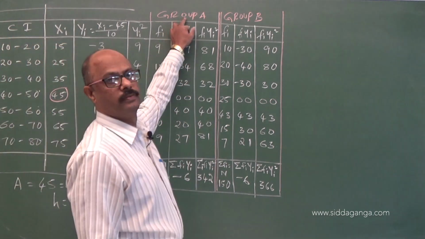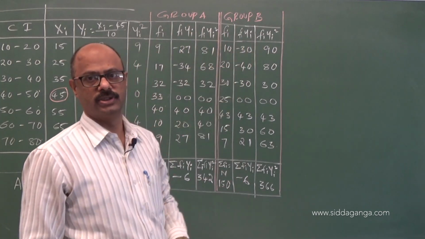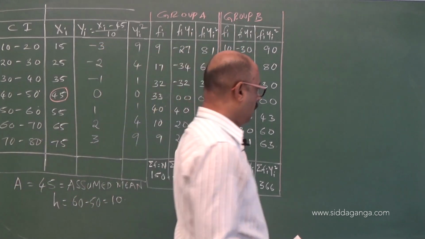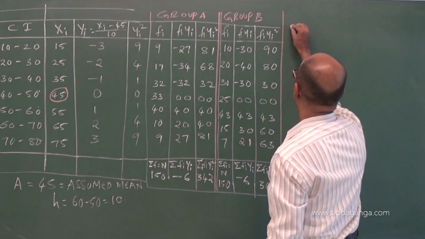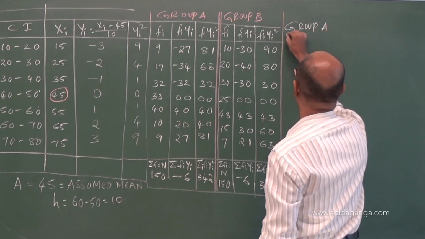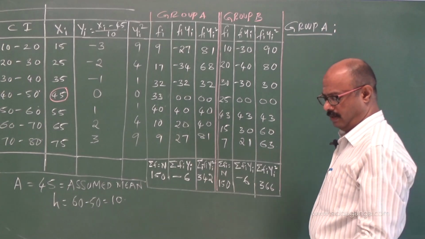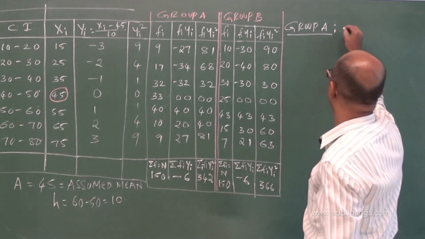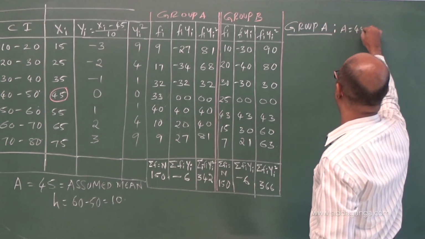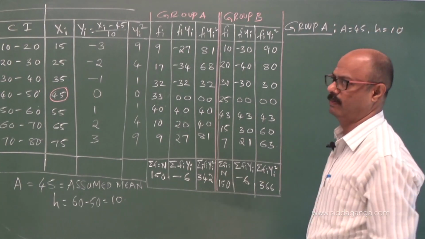So this one is group A from here, and next is group B. Now we will calculate for group A. Group A calculation. For both groups, capital A is equal to 45 and the value of H is equal to 10.